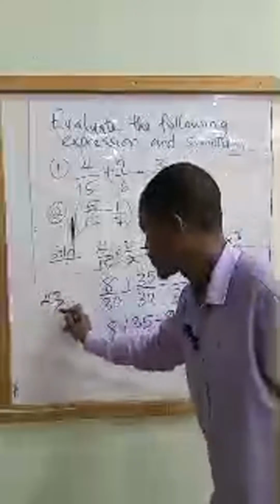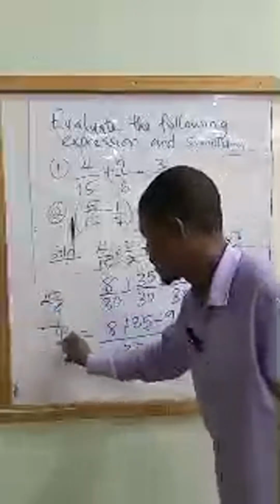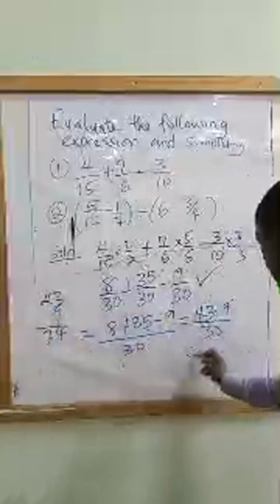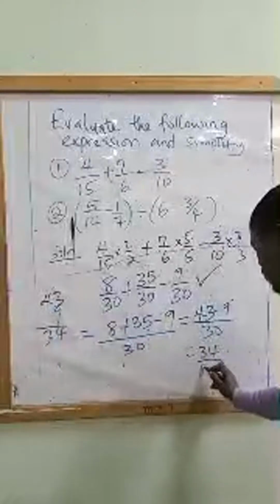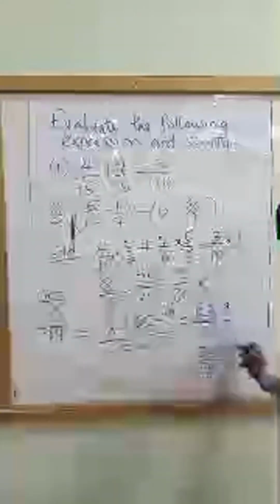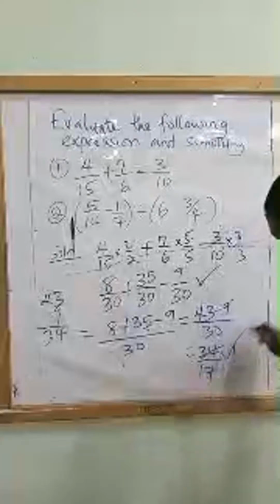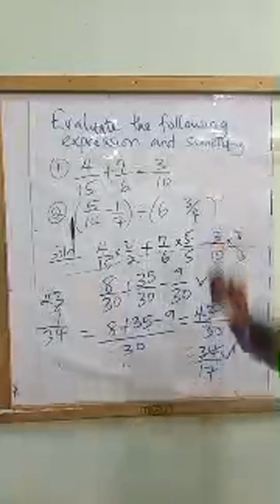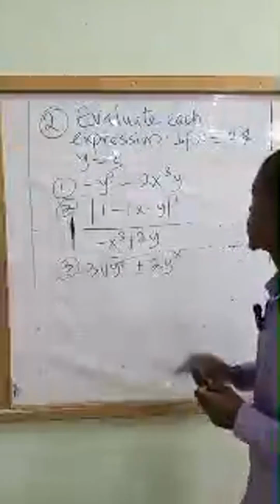43 minus 9. So that's 34. So that's 34 over 7. 2 goes here. That's nothing goes. So that's the answer. That's 34 over 7.